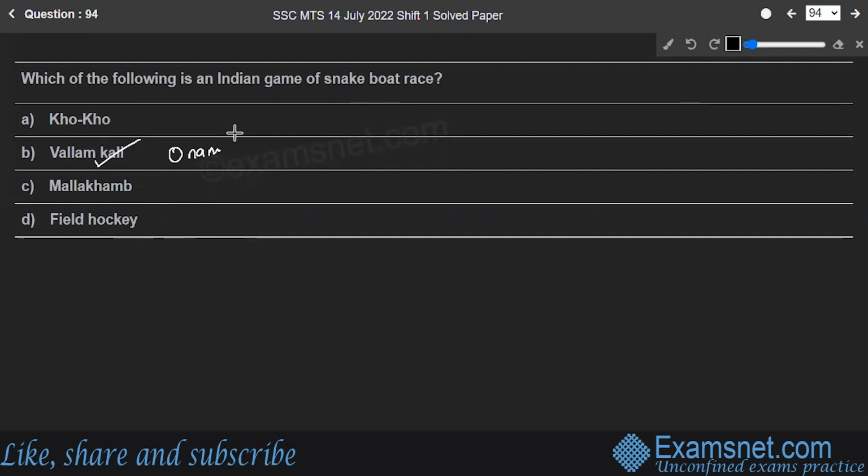Kali races comprise a variety of paddled longboards and snake boats. It also commemorates Lord Krishna bringing a boat to the famed Ambalapuzha temple. So option B is the correct answer to this question.